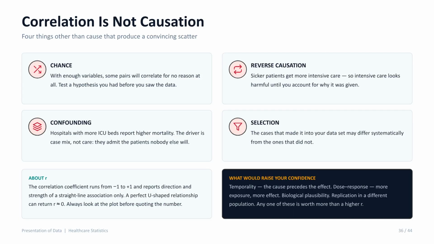Remember, correlation is not causation. Even with a strong scatter, consider other factors like chance, reverse causation, or confounding variables. Before assuming a causal link, look for temporal precedence, a dose-response relationship, and biological plausibility.